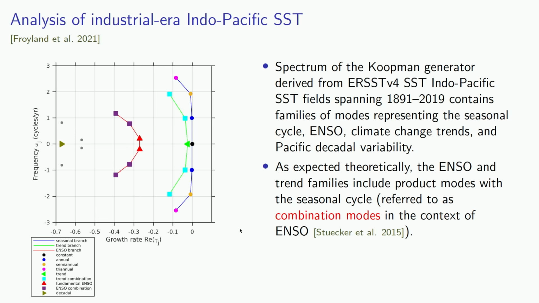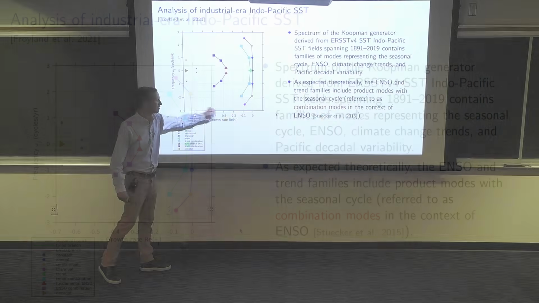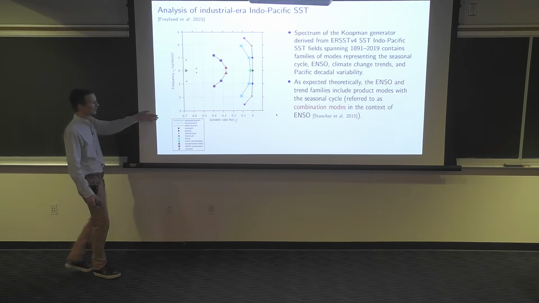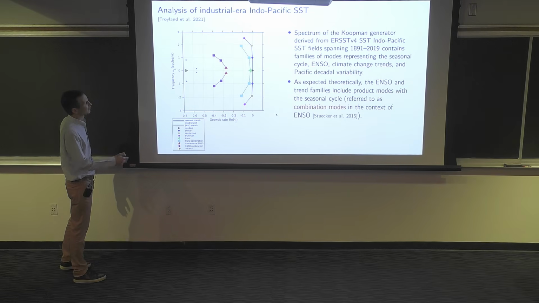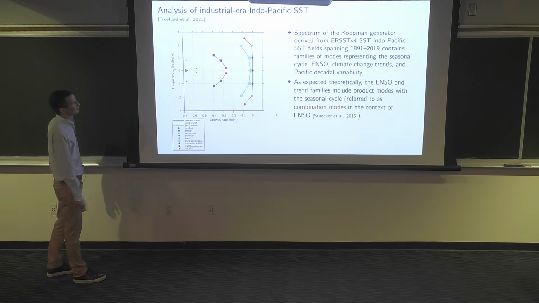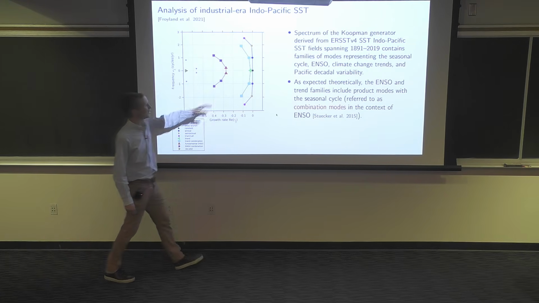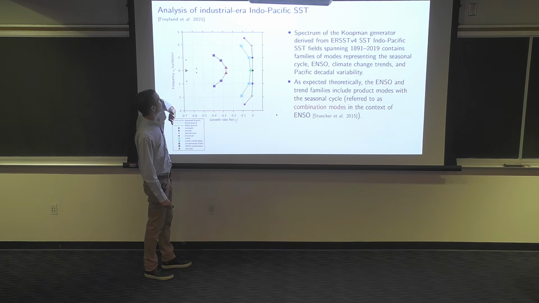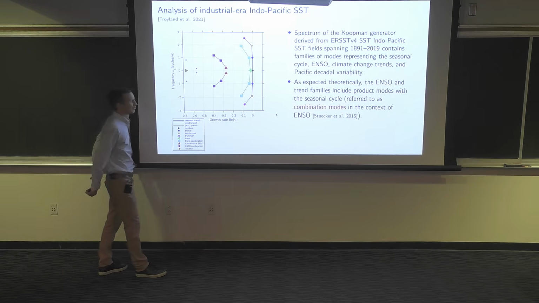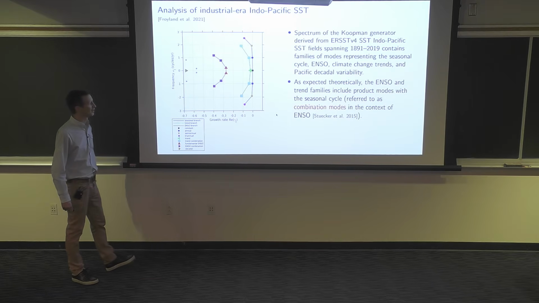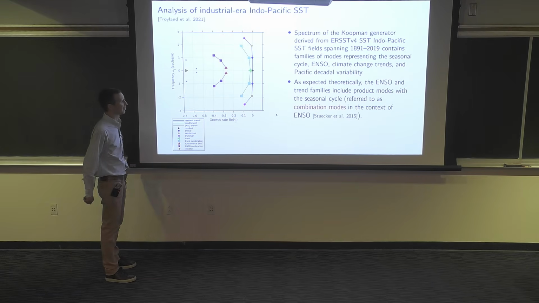The details here are not particularly important, but the way to interpret this spectrum is that the imaginary axis corresponds to frequency, and the real axis is basically growth rate. These are negative values, so these are capturing decay, and you can see that it's capturing distinct families of modes having to do with phenomena like the annual cycle, decadal variability, and even climate change trends in an observational context. Here, this model doesn't have climate change in the simulation, at least.